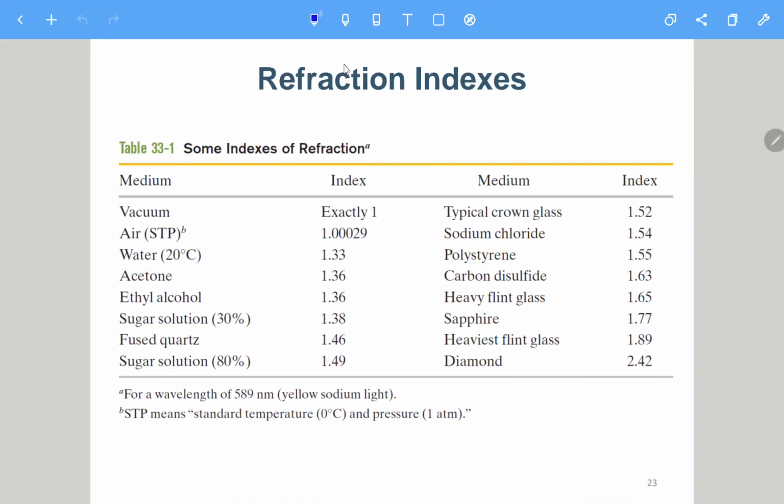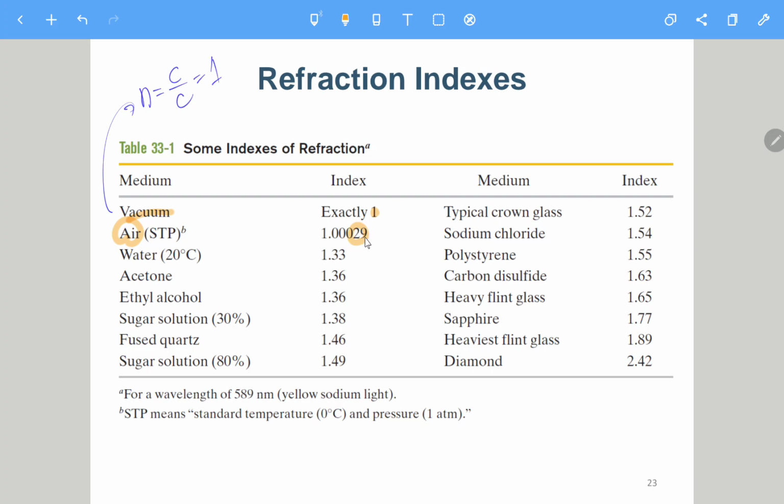Okay, so here shows a table of refractive indices. As I mentioned, for the vacuum, it should be exactly 1, because it is just n equals c over c, so it is always 1. But for the air, it is only slightly larger than 1, so 1.00029.